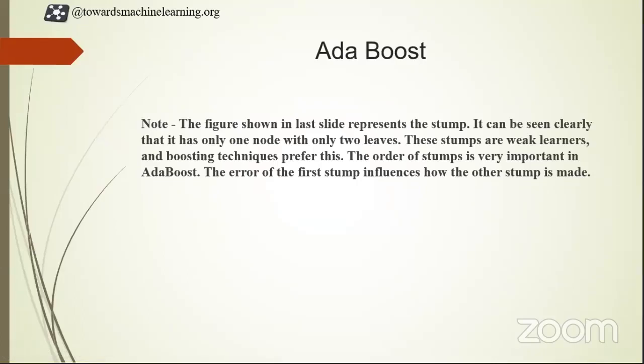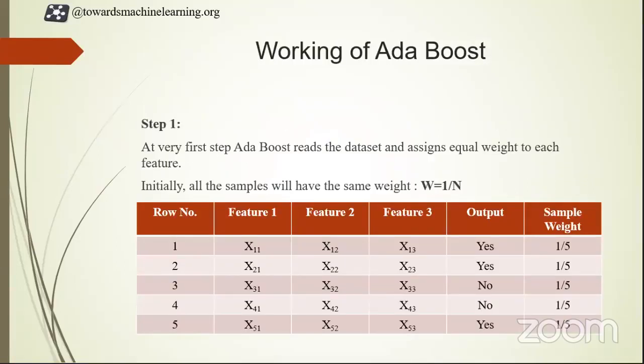Now let's move towards the working of AdaBoost. I have taken this example about AdaBoost. We have five rows, five records with us, and we have the outputs.